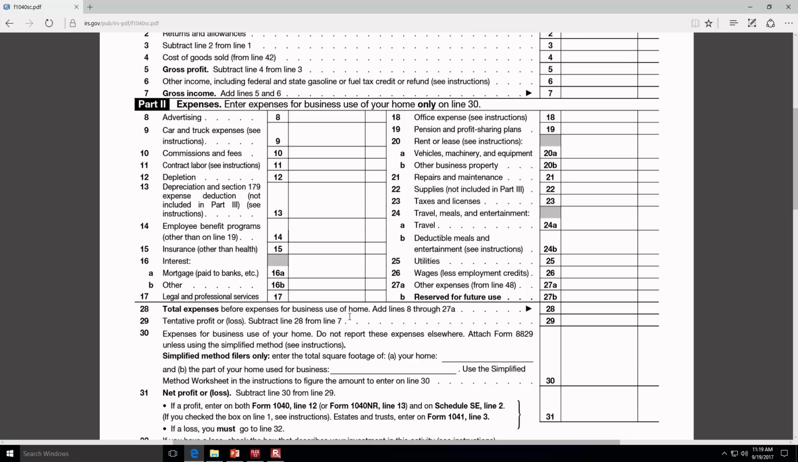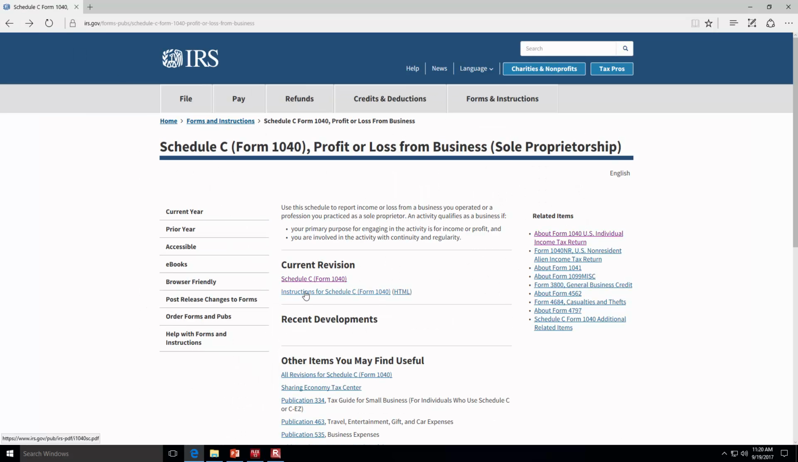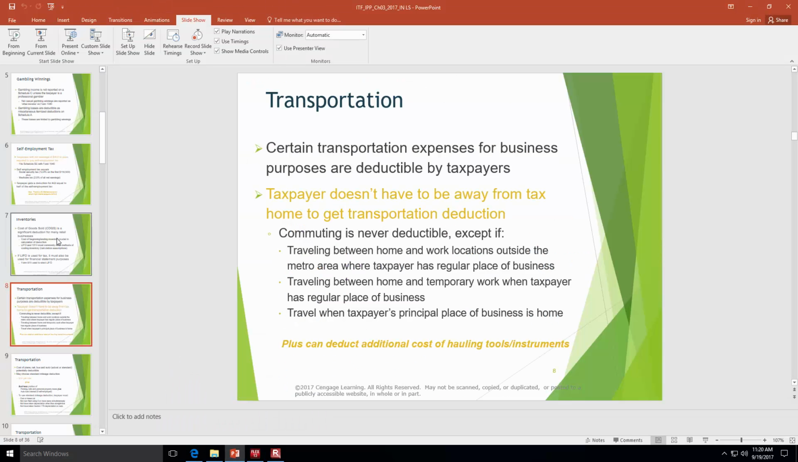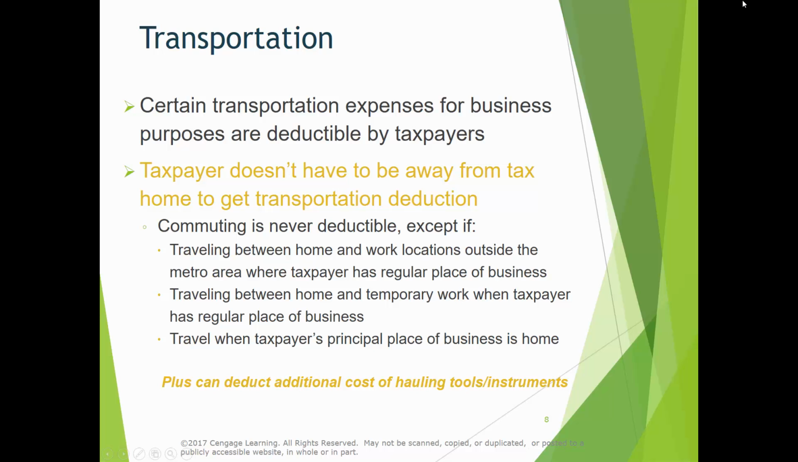So lots of these, there's really nothing to say about them. If you have questions about where things go, where do you go to find the answer? You're going to go to the instructions. And I will tell you, this particular form right here, the instructions for Schedule C, very, very useful. So use it. Okay, so that was a long way of saying I'm just going to talk about the things that really have some level of complexity to them.